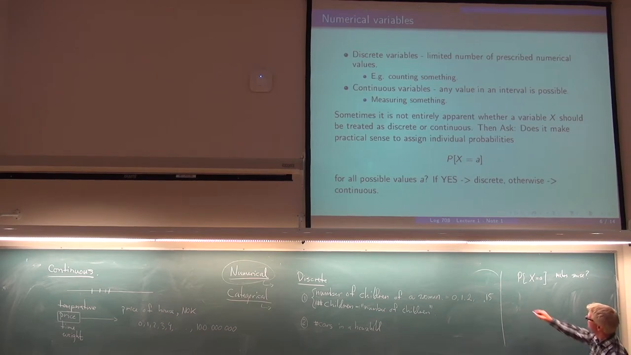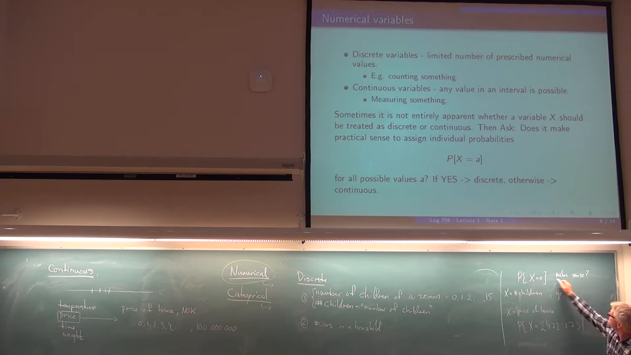Well, for instance, if X is the number of children of a woman, I would say, yes, it makes sense, obviously. To talk about the probability that some Norwegian woman has two children, for instance. But if X is the price of a house, and you're asking what is the probability that this price is going to be exactly 2,472,173 kroner, that does not really make sense. You don't ever want to take all this individual amount of kroner and try to assign a probability to each of those values.